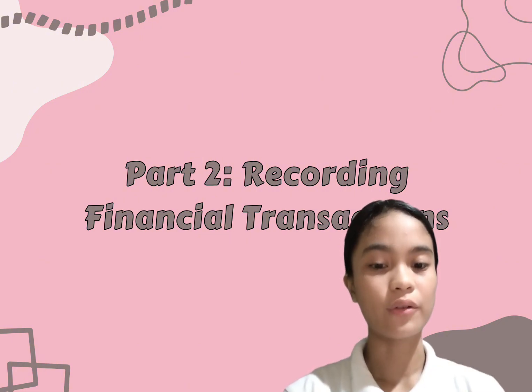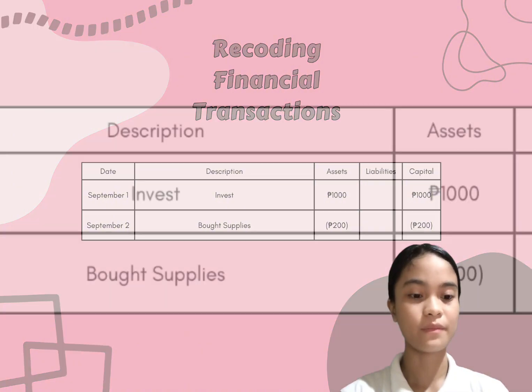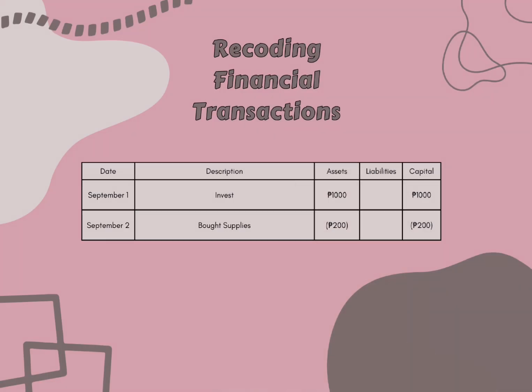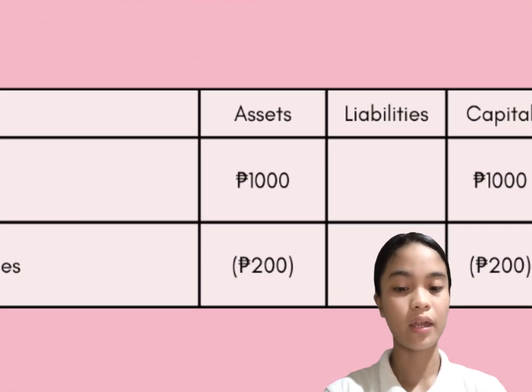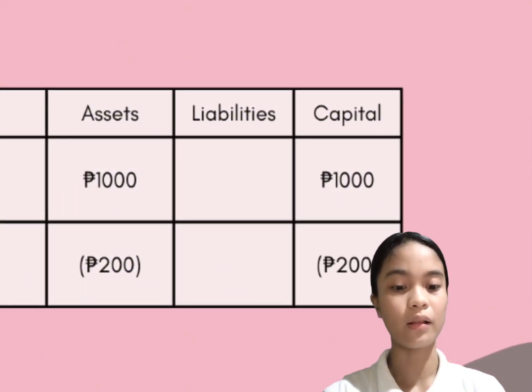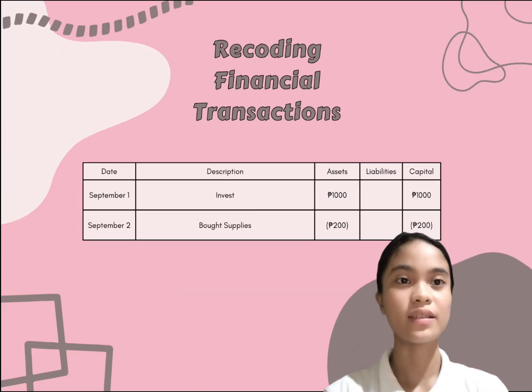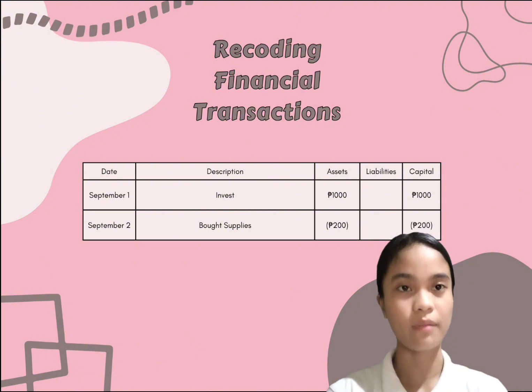Now, let's learn how to record transactions. We'll use a simple system focusing on the accounting equation. We'll need a transaction log or table with these columns: date, description, assets, liabilities, and capital. Let's look at an example. If you invest 1,000 pesos of your own money into your business, your assets or cash increase by 1,000 pesos, and your capital or the owner's equity also increases by 1,000 pesos. Assets, which is 1,000 pesos, is equal to liabilities plus capital, which is also 1,000 pesos.